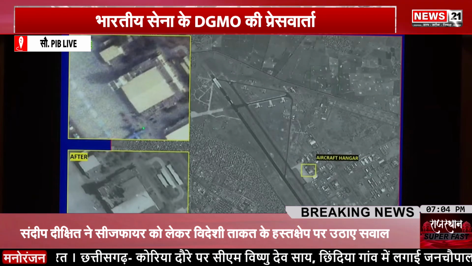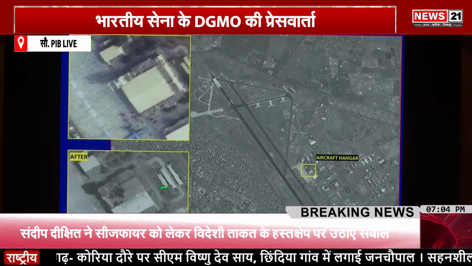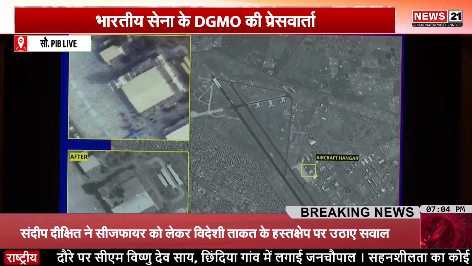Jacobabad, aircraft hangar, and this is how it looked after.